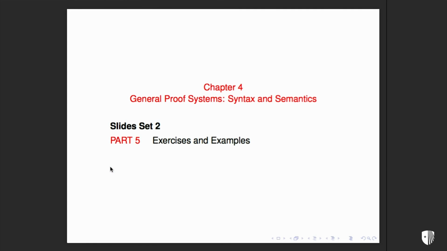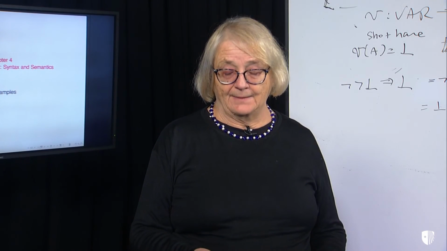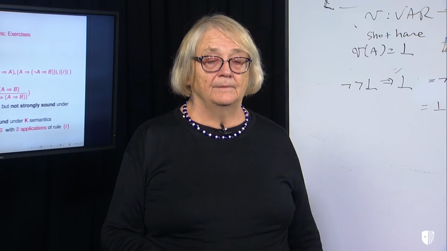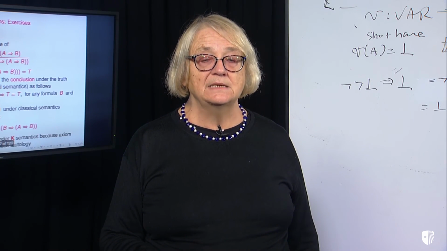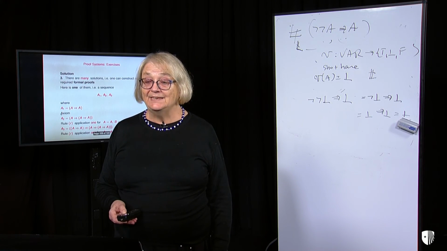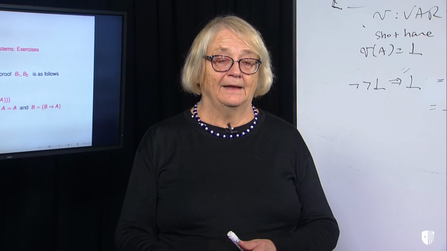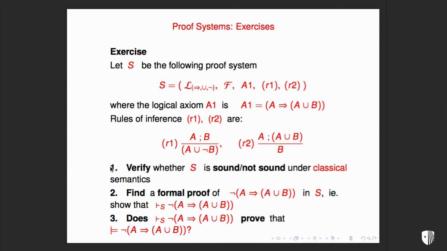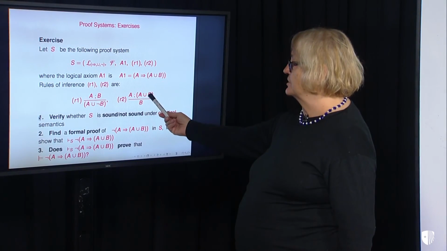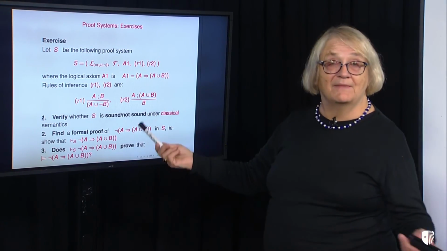We already did nice exercises and examples. There are plenty of exercises and examples in the chapter, and there is a nice solution for each example. And here is an exercise which I leave you with. We have a proof system with two rules of inference, and we have a language with implication, disjunction, conjunction. Verify if it is sound or not sound under the classical semantics.